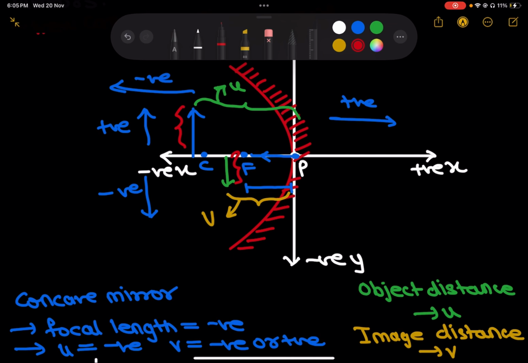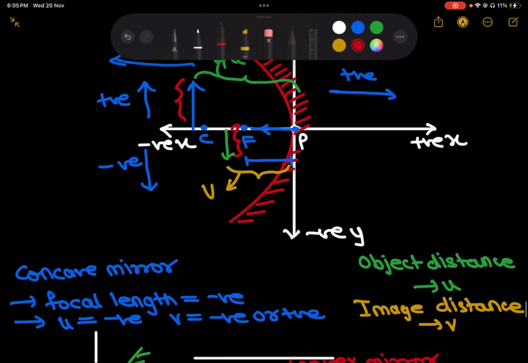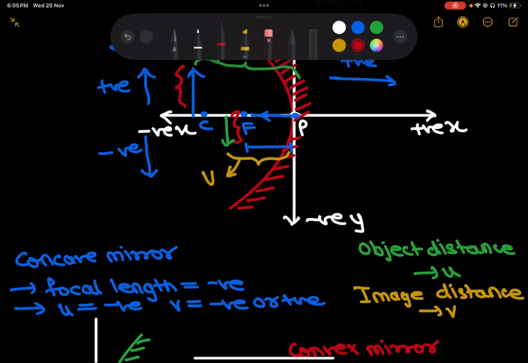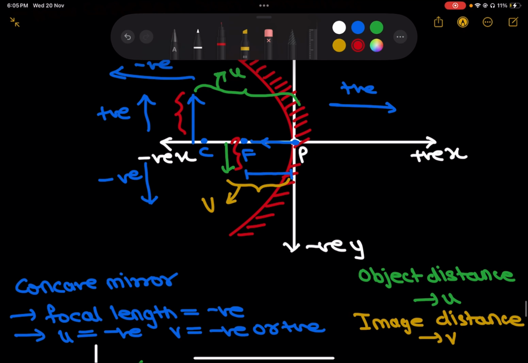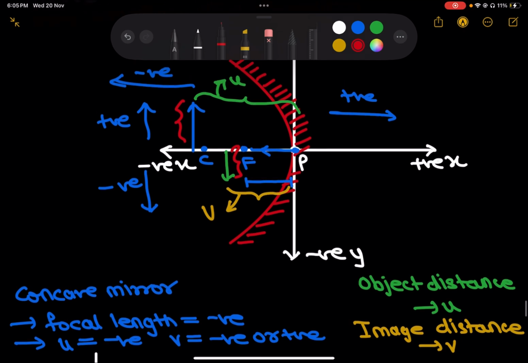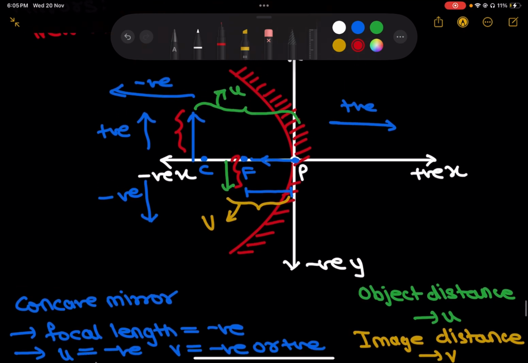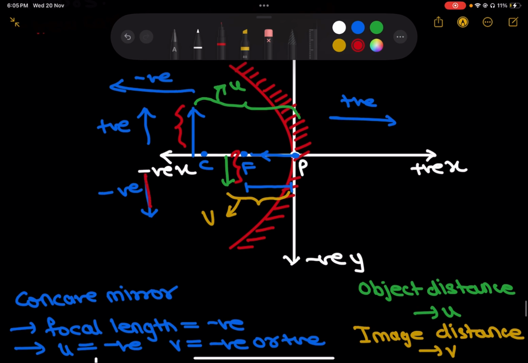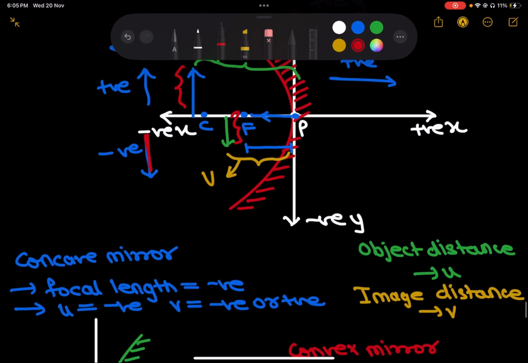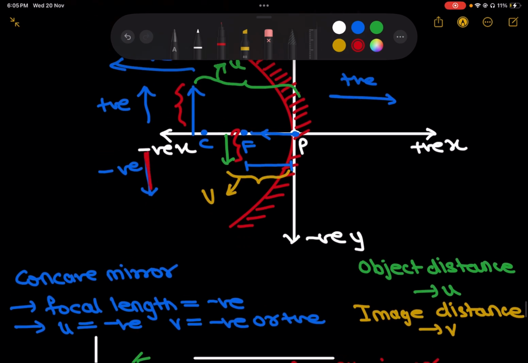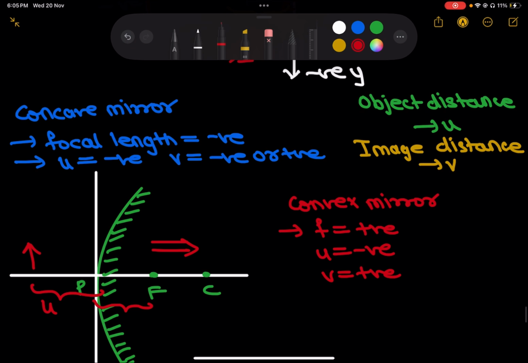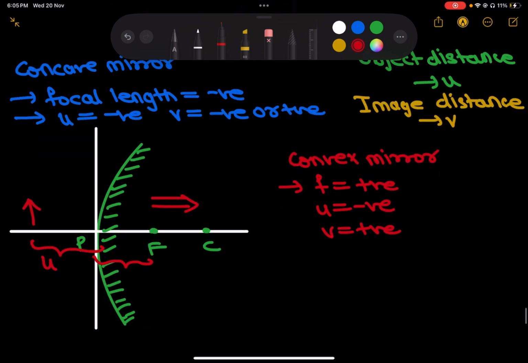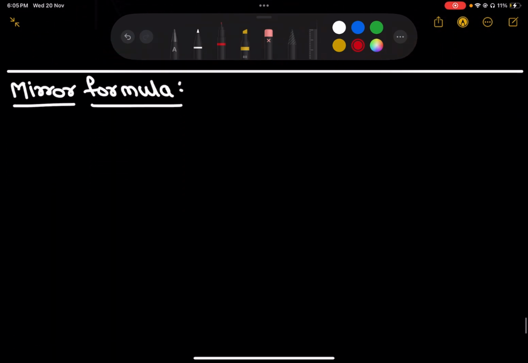So those are the fourth and fifth rules. Distances measured perpendicular to and above the principal axis are taken as positive. Distances measured perpendicular to and below the principal axis are taken as negative. Okay, understood. So these are the five rules for sign convention. I hope you understood sign convention. Now we'll move on to the formulae part.